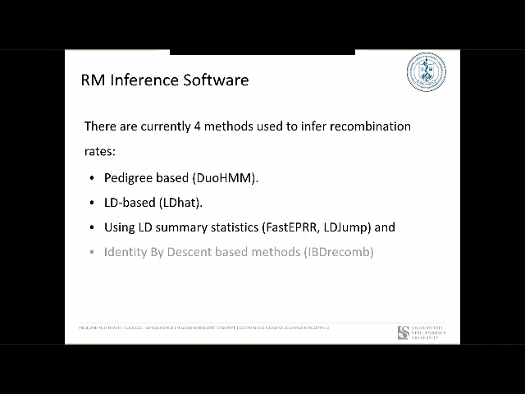I set out to compare various methods to infer population-specific recombination maps during the first year of my master's. There are currently 4 methods used to infer recombination rates: pedigree-based methods, LD-based methods, methods that use LD summary statistics, and methods that rely on identity by descent. I tested the first 3 methods, and the IBD-based method was only developed within the last year, so I did not test it. However, it appears to be very accurate at high resolutions and with a low number of individuals.